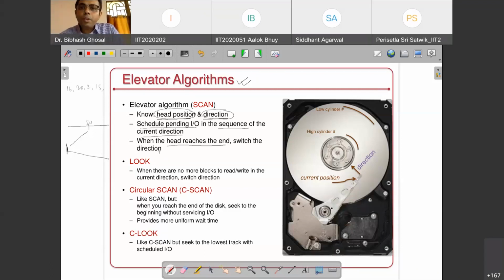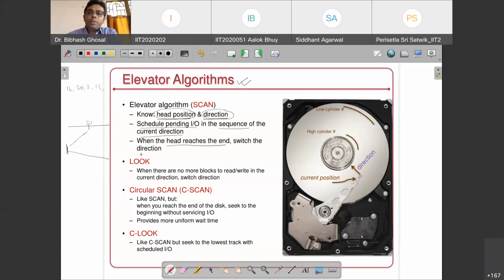What if requests keep coming continuously? Yes, that can be. So you are assuming that, but even if you are constantly addressing the lower requests, somewhere you will stop, isn't it? Somewhere the lower requests will stop and you will change your direction.